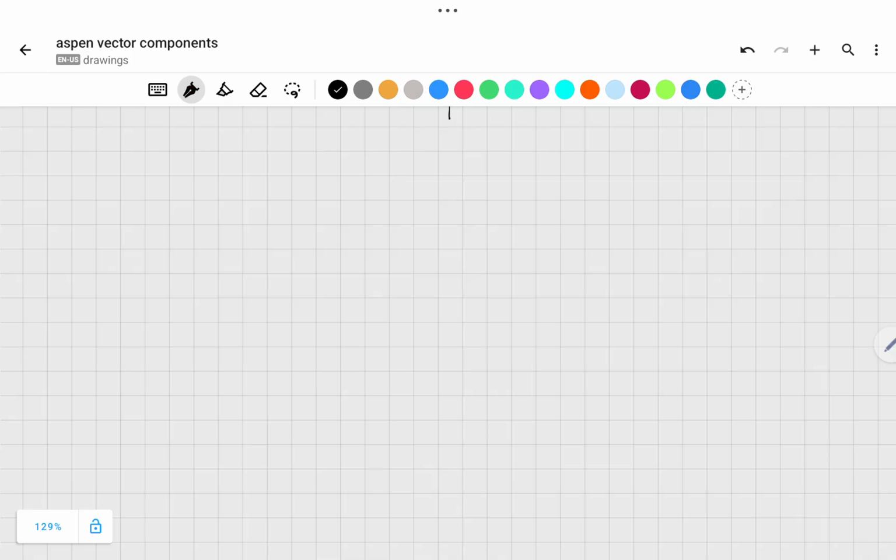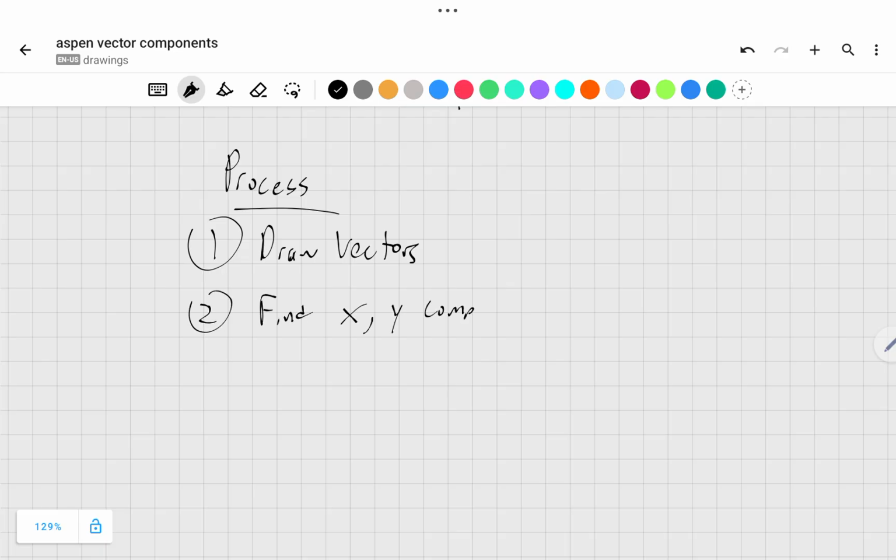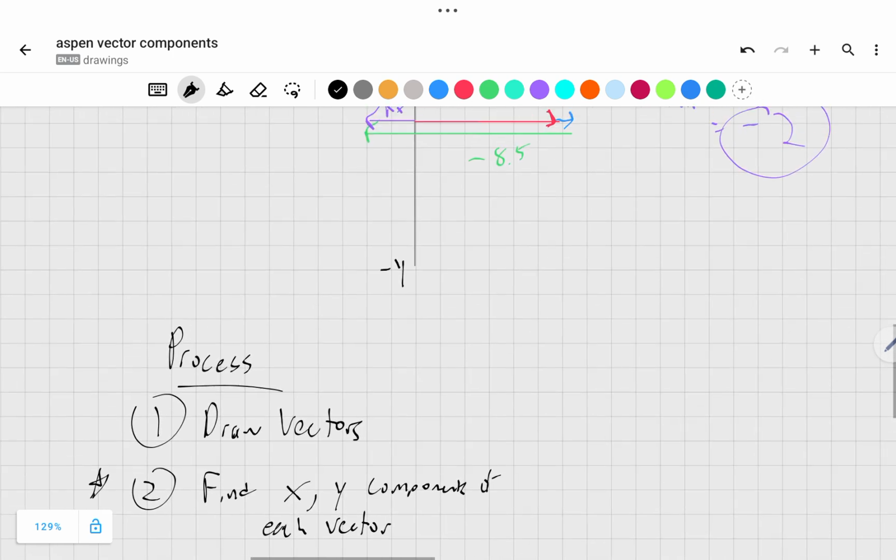Process. Step 1, draw vectors, right? If you don't have the vectors yet, draw them. Step 2, find x, y components of each vector. Okay, so this is the part I'm going to start because this is what we're going to actually focus on more next.